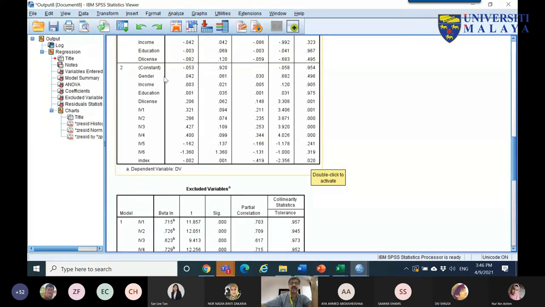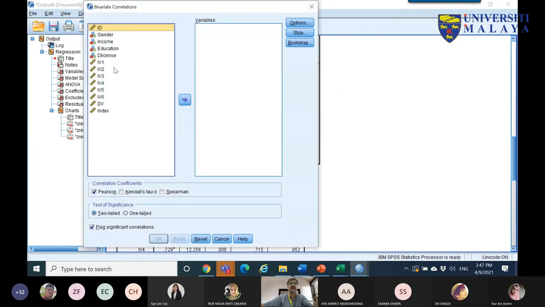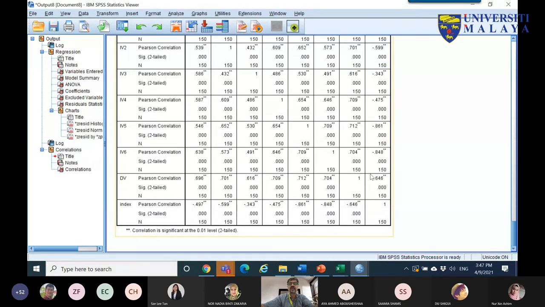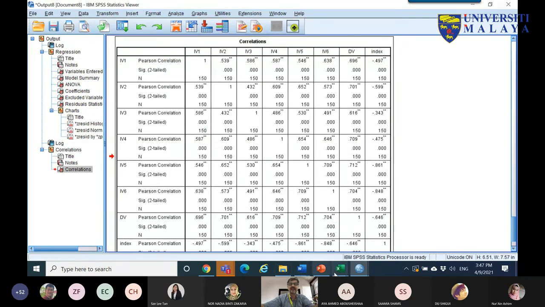one of the critical assumptions, the most important assumption in multivariate linear regression analysis, is that independent variables should not be highly correlated. So there should not be any collinearity. If two variables are highly correlated, the model will be subject to overestimation, correct? So the model will be biased. Look at here, I just checked the correlation between all these variables. According to the rule of thumb, if the correlation coefficient is more than 0.8, this is evidence of multicollinearity.